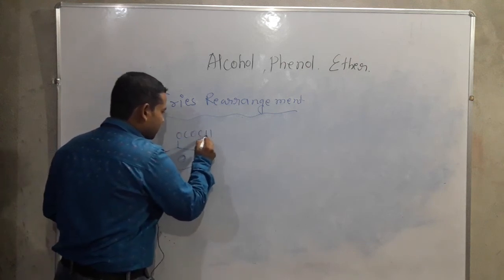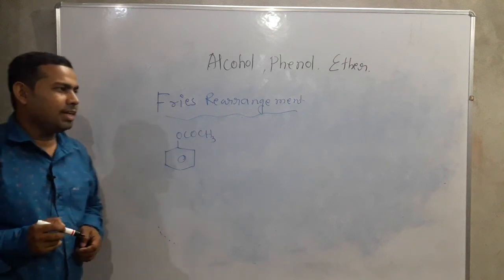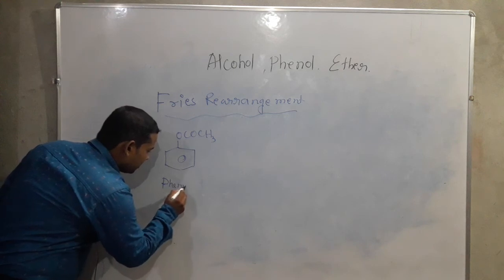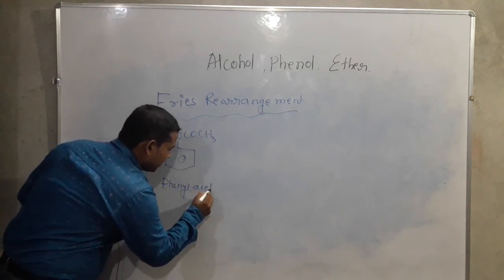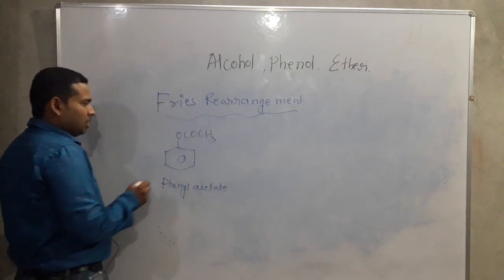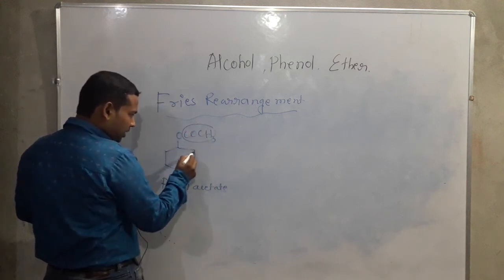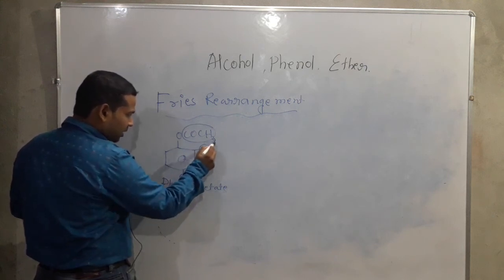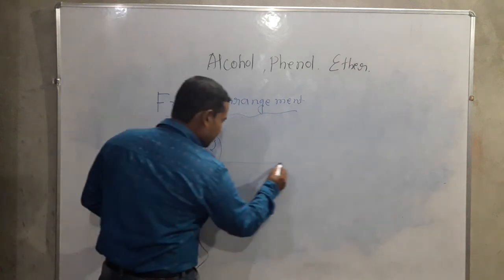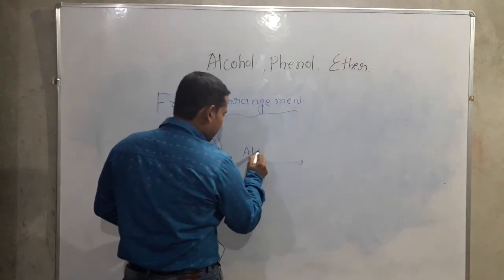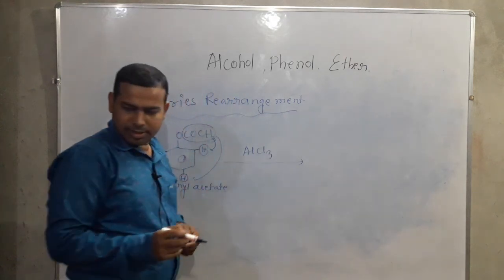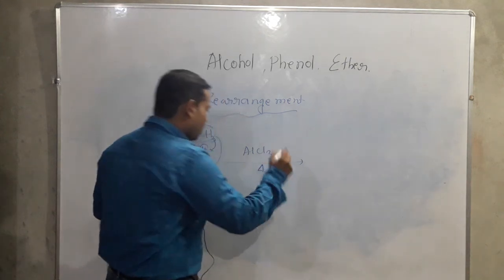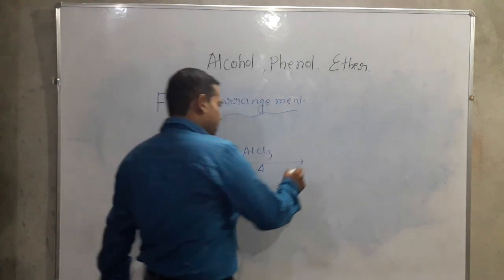OCOCH3. Its name is phenyl acetate. This one is known as phenyl acetate. So this group shifts into the ortho position or para position. This hydrogen is replaced by this group. After you add catalyst AlCl3 and heat, what happened? You will get a product like this.